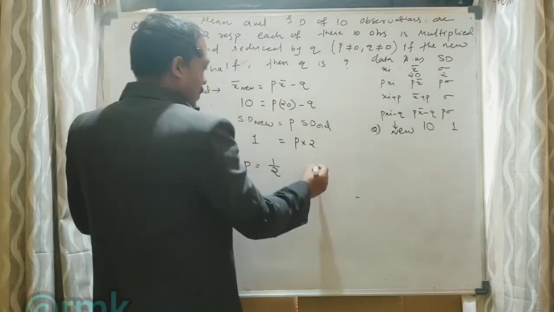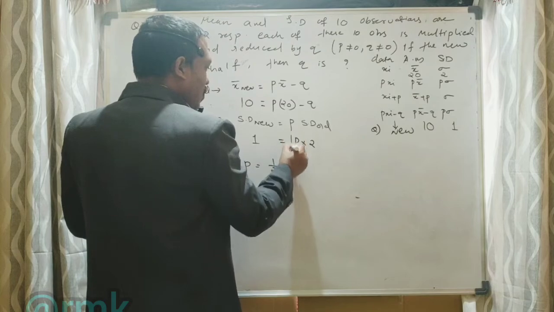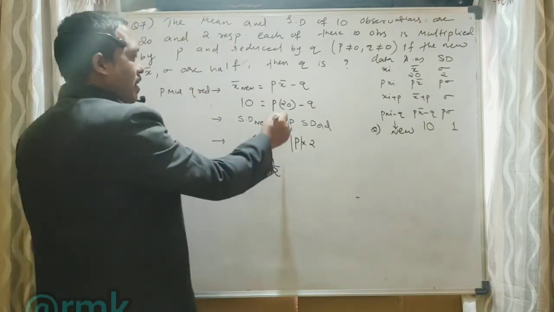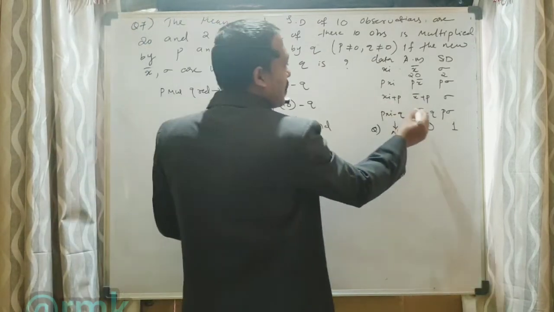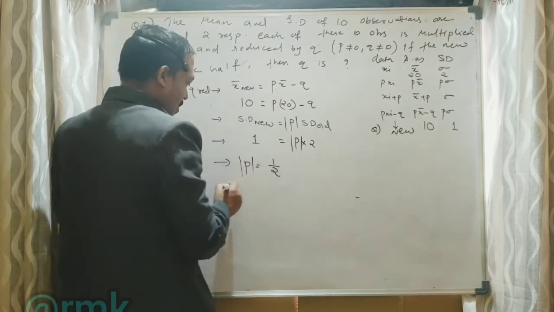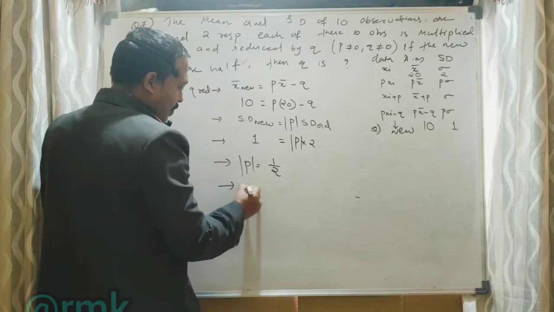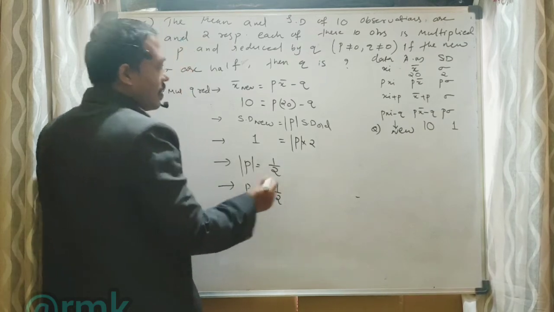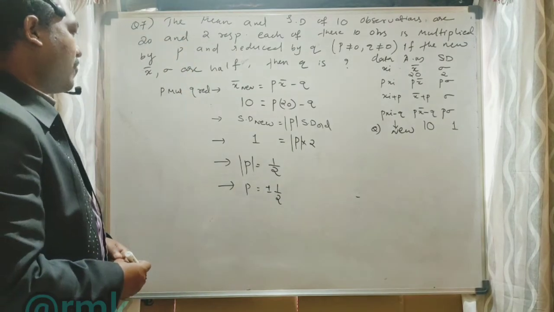Put this p here. This p is modulus p. Modulus p has to be given here, because the multiplier is modulus p. Magnitude can be plus or minus. That is modulus p is half. That is p is plus or minus half.